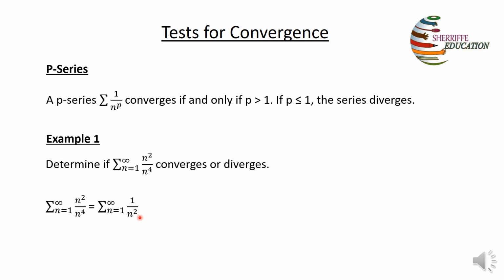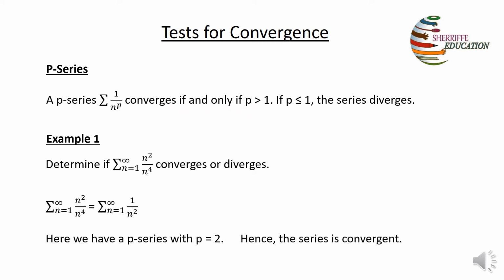Now clearly we can see our p. Look at this: 1 over n to the p, we have 1 over n squared. So clearly our p is 2. So we have a p-series with p being equal to 2, and remember it converges if and only if p is greater than 1. 2 is greater than 1, and therefore this series would be convergent.